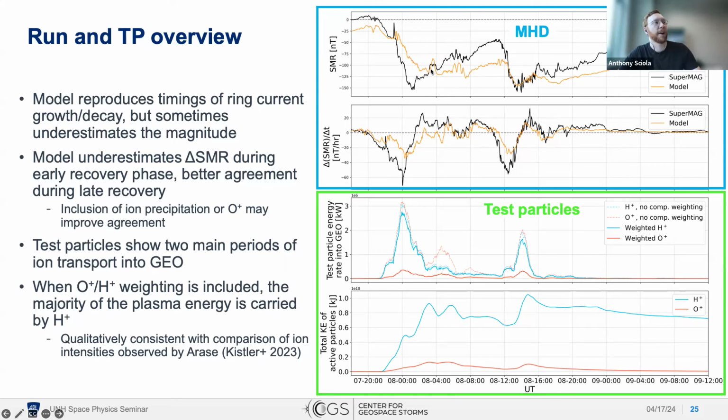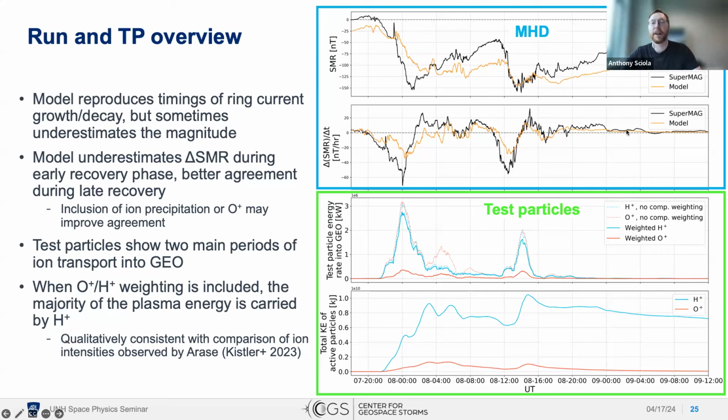I'm showing both the actual value and then its time derivative here. And basically what we see is that the model is reproducing timings of ring current growth and decay, but sometimes underestimates the magnitude. And particularly looking at when we're going into the recovery phase here, we're underestimating that delta SMR as we're going into that early recovery phase, and throughout a bit of that early recovery phase, only agreeing later on towards later steps.